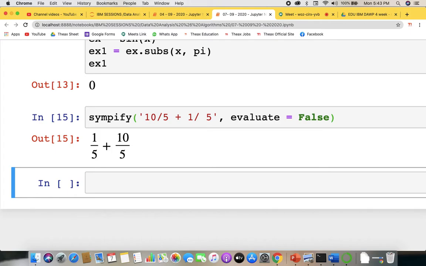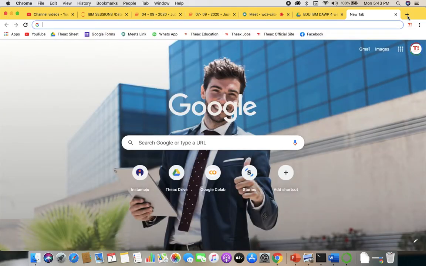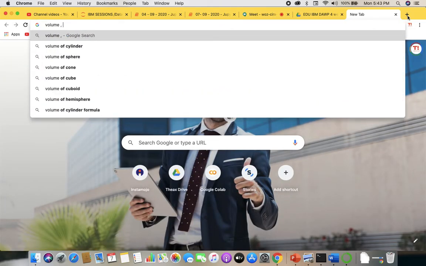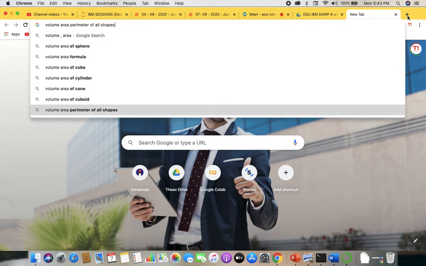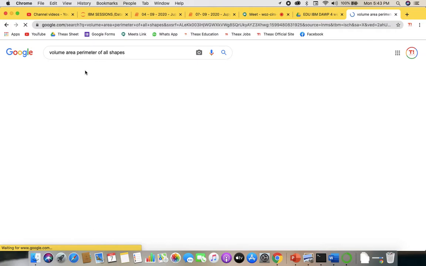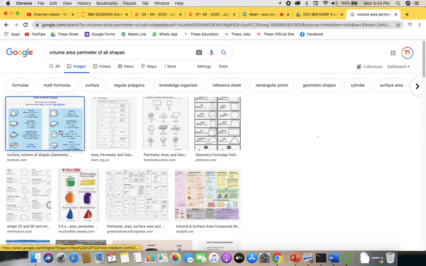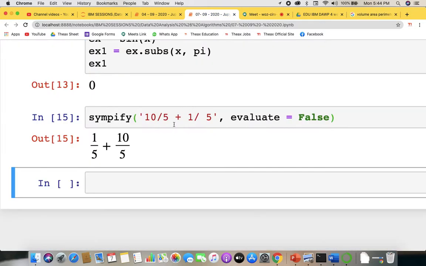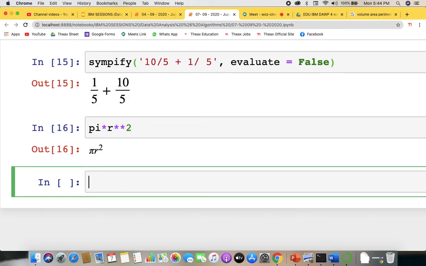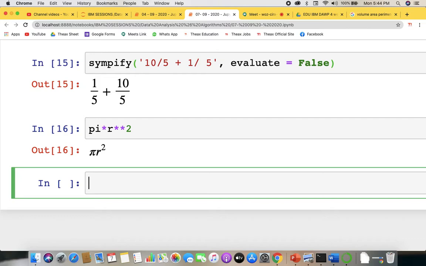What's the area of a circle? Pi r square. Nice. So how are you going to write it? Like this, if you just don't want to calculate it, pi r square. So we can write the values of r to calculate it.